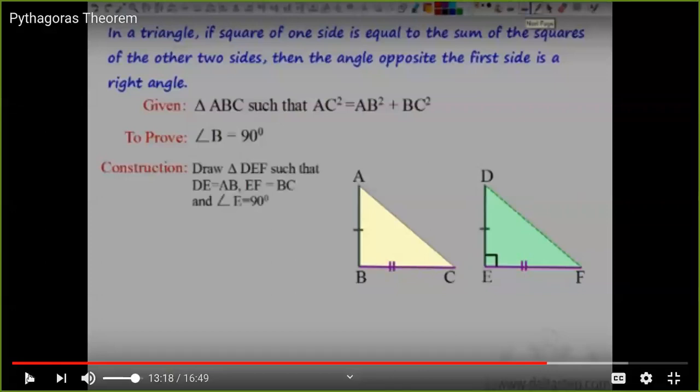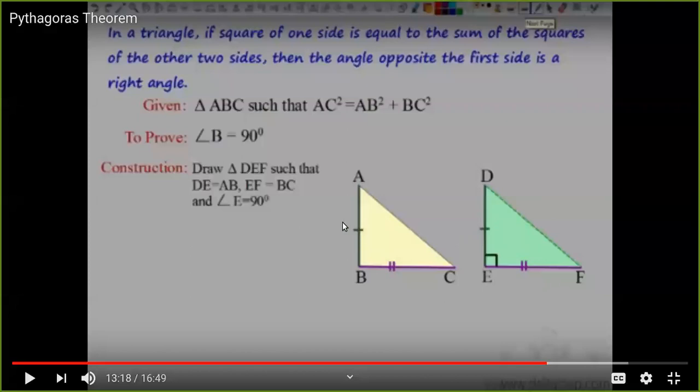So I do a construction to complete this proof. My construction is I'm going to construct a right triangle itself. So DEF is right angled at E in such a way that DE is going to be equal to AB. This side DE is equal to AB.